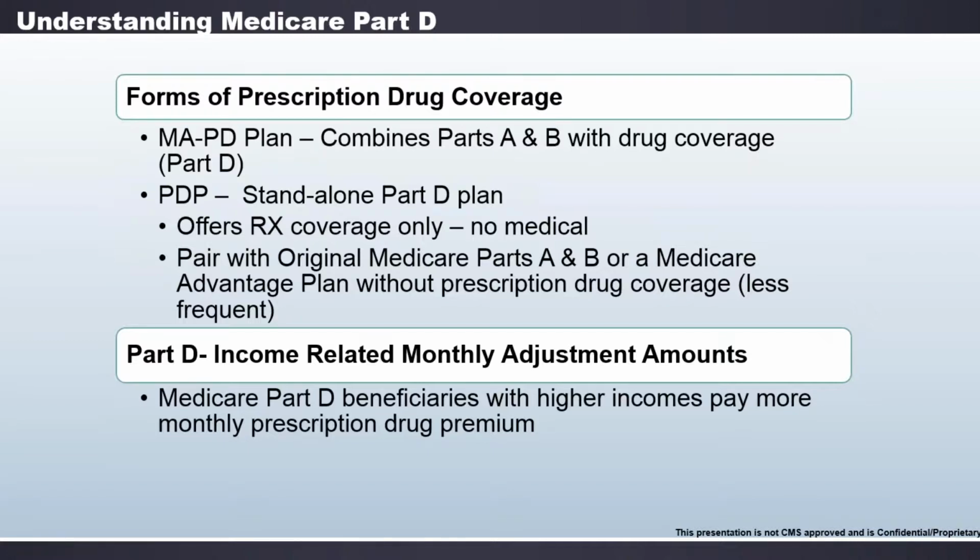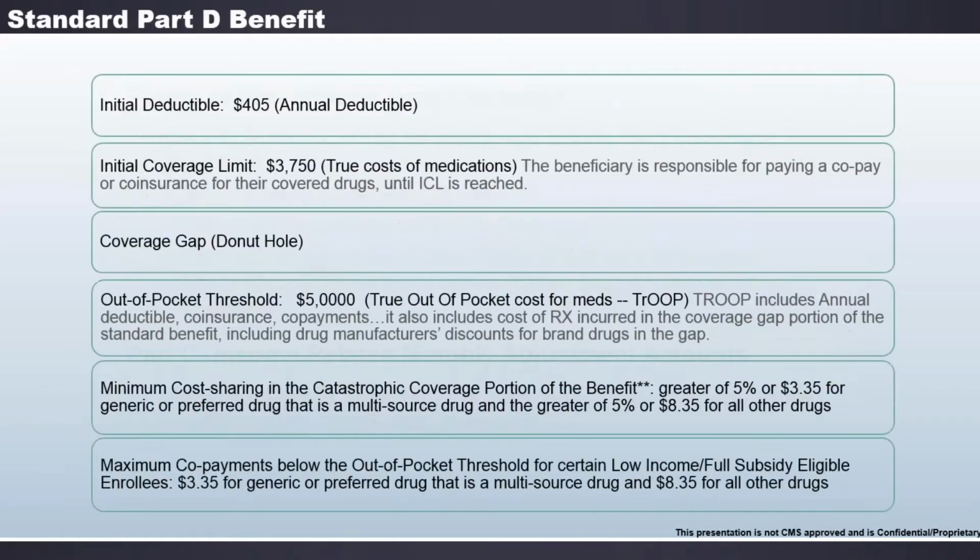The PDPs, standalone plans, Part D, they'll have a different premium than if it's a built-in plan with the Part C. Your premiums would be built into that. And again, as I said, the Part D is income related, depending on their gross income. So kind of looking at their initial deductible, $405 annual deductible. So they do have to pay that deductible off first. And then they have their initial coverage limit.